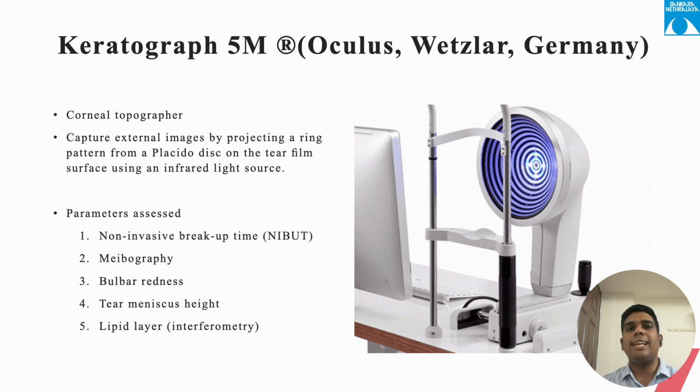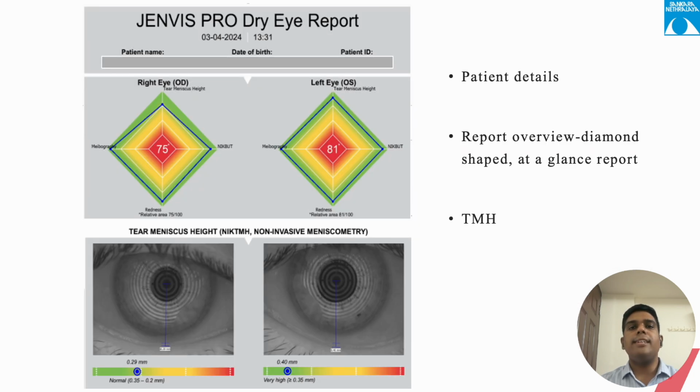Let us look more closely at the keratograph and LipiView, which are available at our institute. Keratograph is a corneal topographer at heart. It projects a ring pattern from a Placido disc onto the tear film using an infrared light source and captures the reflection, thereby allowing us a comprehensive assessment of the tear film and the meibomian glands. Let us walk through the report layout from top to bottom.